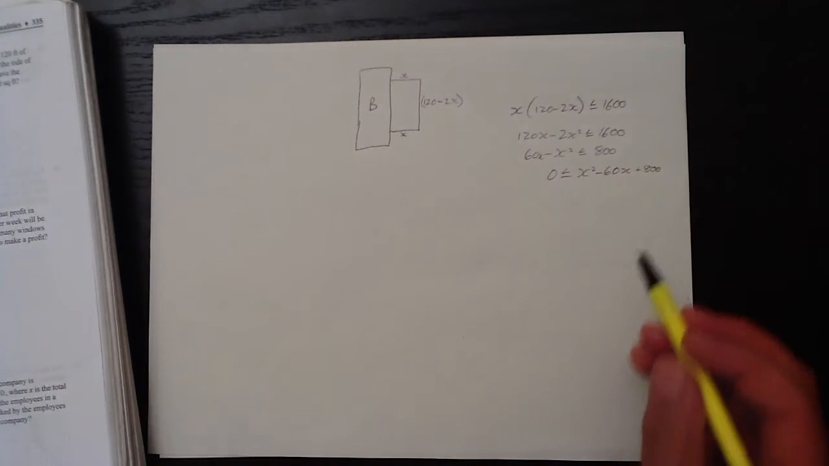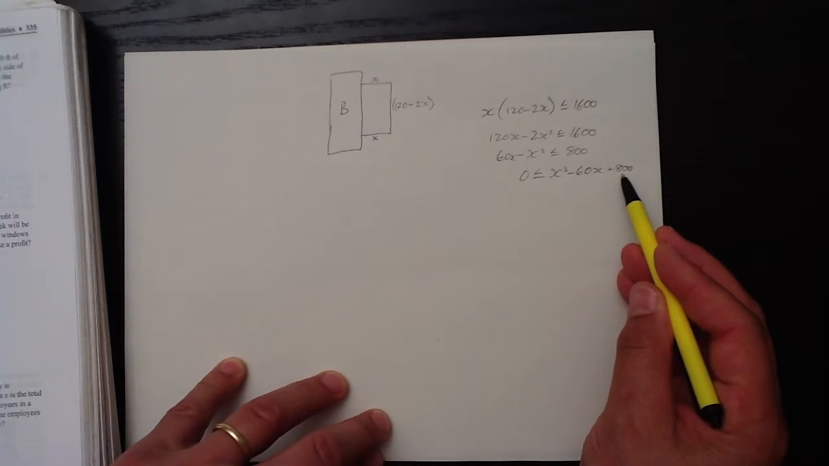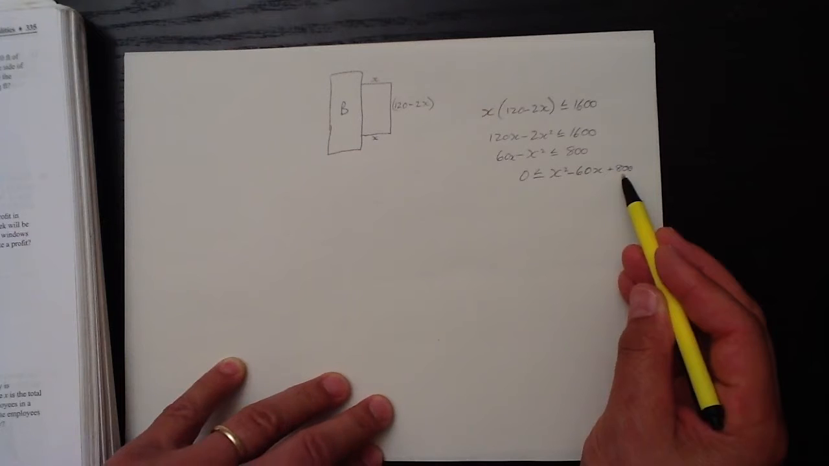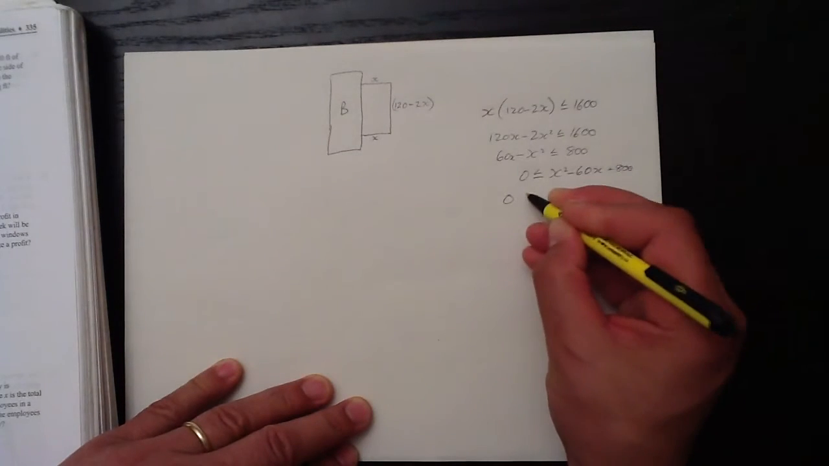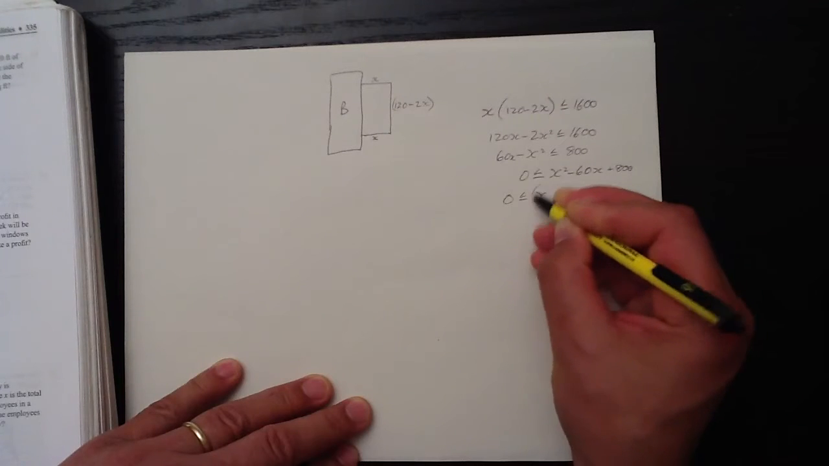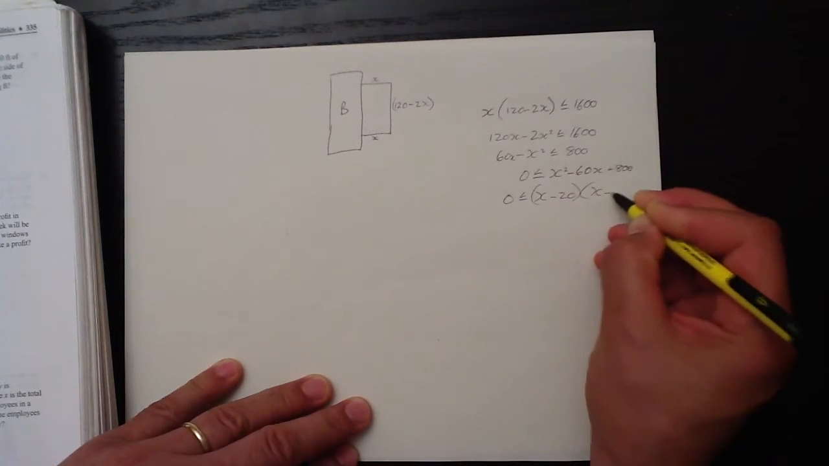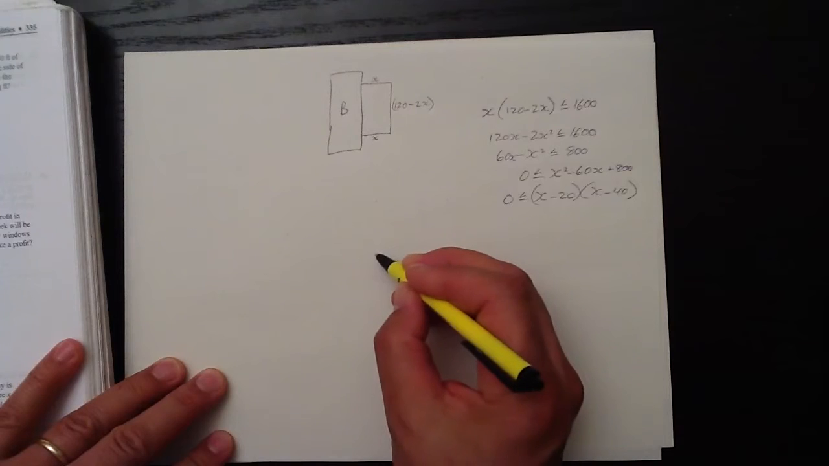Now we can see that we can factor that because 800 happens to be 20 times 40. 10 times 40 is 400. Twice that is 800. So 20 times 40 is 800. So 0 is less than or equal to x minus 20 times x minus 40.